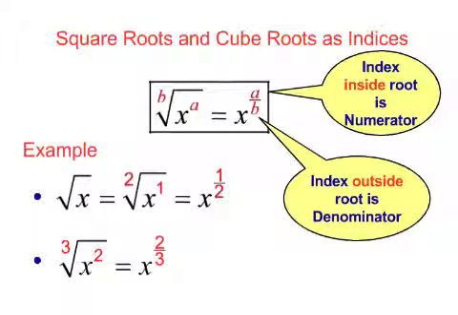Similarly, here we have the cube root of x squared. So the square is on the top of our new index, the cube root is on the bottom of our new index. So that gives us an answer of x to the 2 over 3, or x to the 2/3.